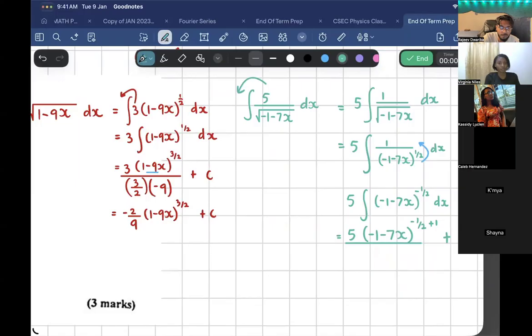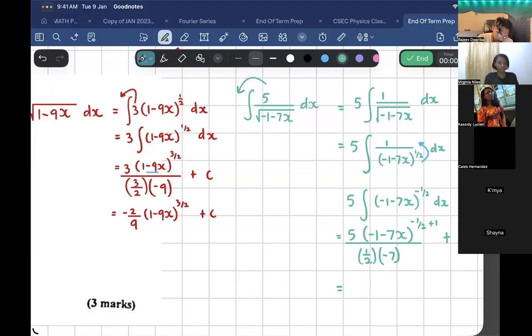Negative 3/2? Now, imagine you had a whole pizza and somebody took away a half. How much of the pizza do you have remaining? A half, right? So you have a half here, and I'm going to multiply that by what? 5? No. -1? No. Take your time. Minus 7. Yes, -7.